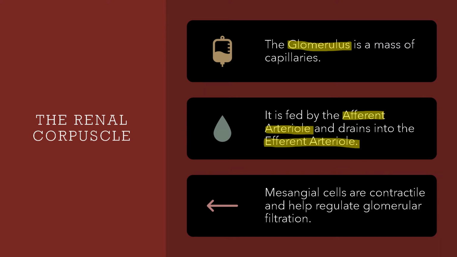One really important cell type that I need to mention are the mesangial cells. These are contractile cells, and they help to regulate glomerular filtration. We'll see them in some pictures in a couple slides.